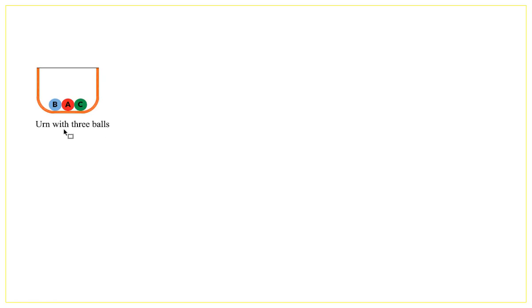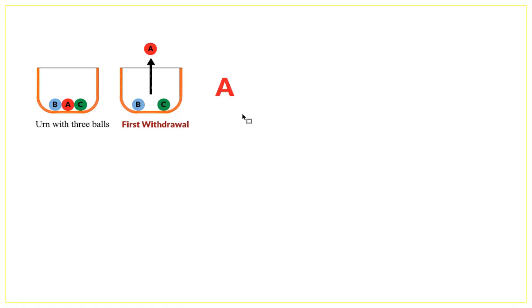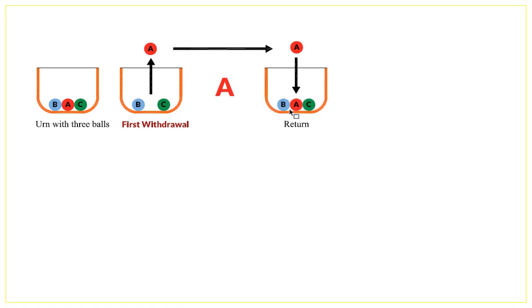Now let's go and see. We have this urn here with the 3 balls. We are withdrawing the first ball randomly. This is the first withdrawal, and writing down the name of this ball, and then we return the ball to the urn and we mix these balls together to guarantee that the withdrawal process is a random process.